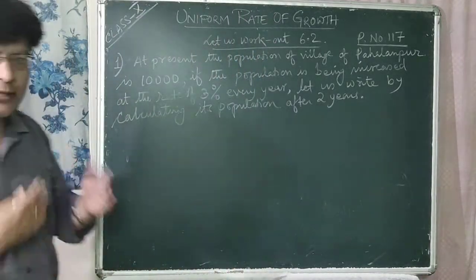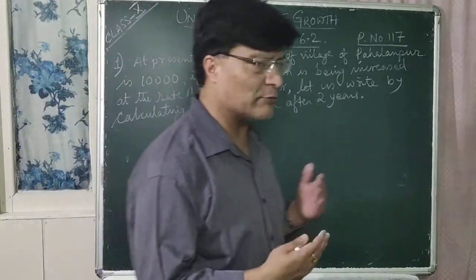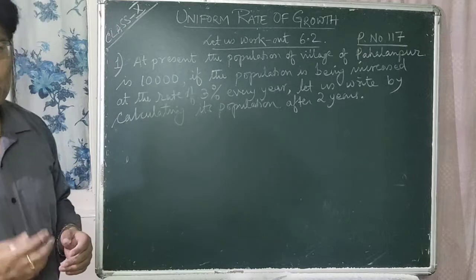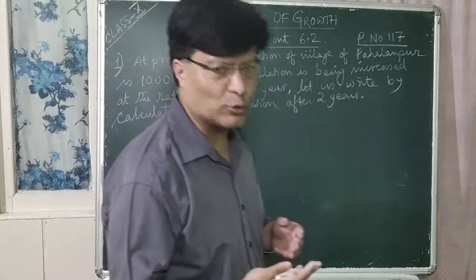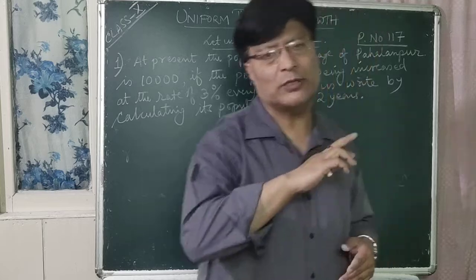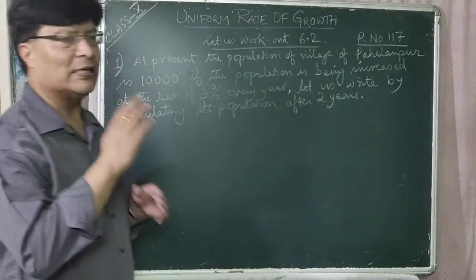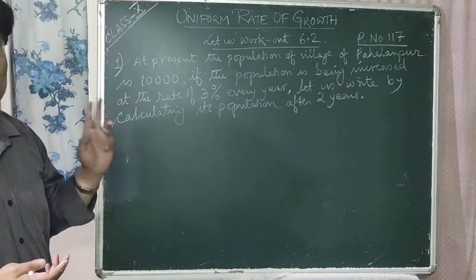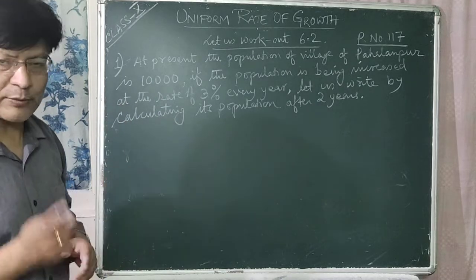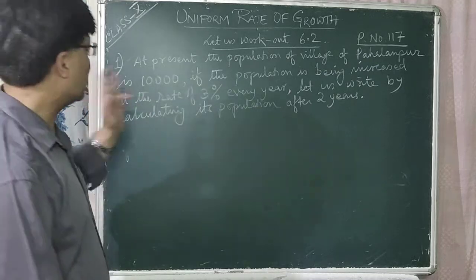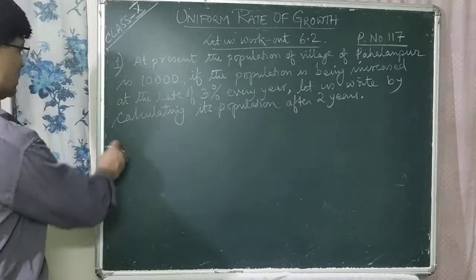That means it is increasing. Population is increasing every year at the rate of 3%. So what will be the population after 2 years? That means the plus sign is used here. Decrease means minus, but here what is happening? It is increased every year at the rate of 3%. So in this case you have to use the plus sign formula, right? So let's do this problem. Now solution.